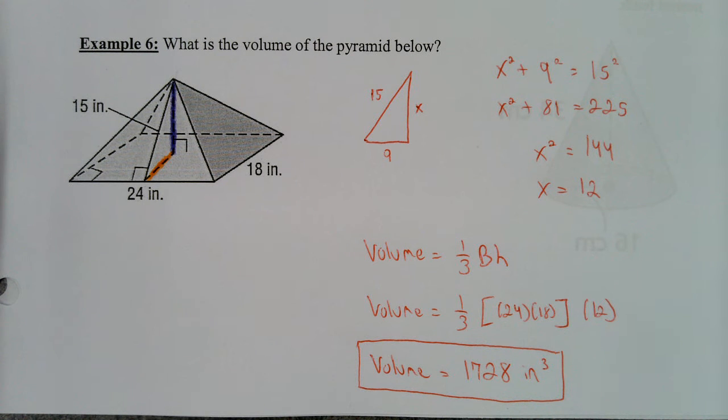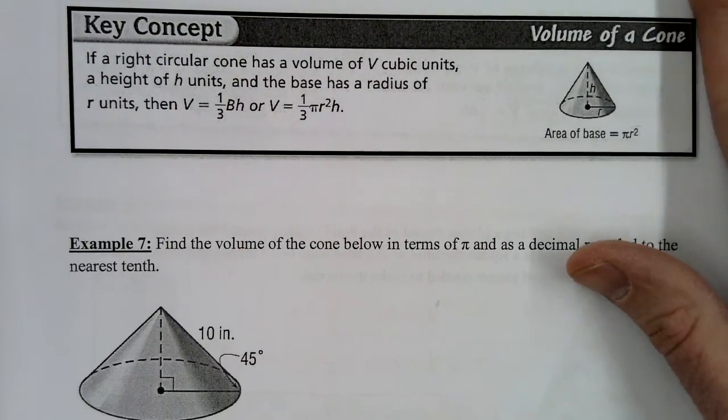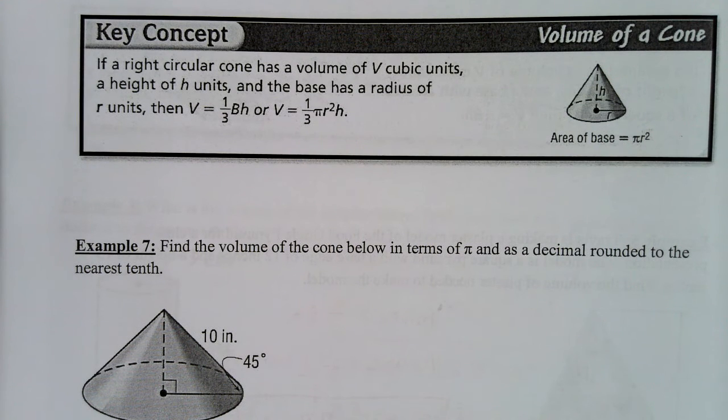So we've done prisms, we've done cylinders, we've done pyramids. So 3 down, 2 left. The next one is going to be cones. Here's a picture of a cone. Notice how it comes to a point and it has a circular base.